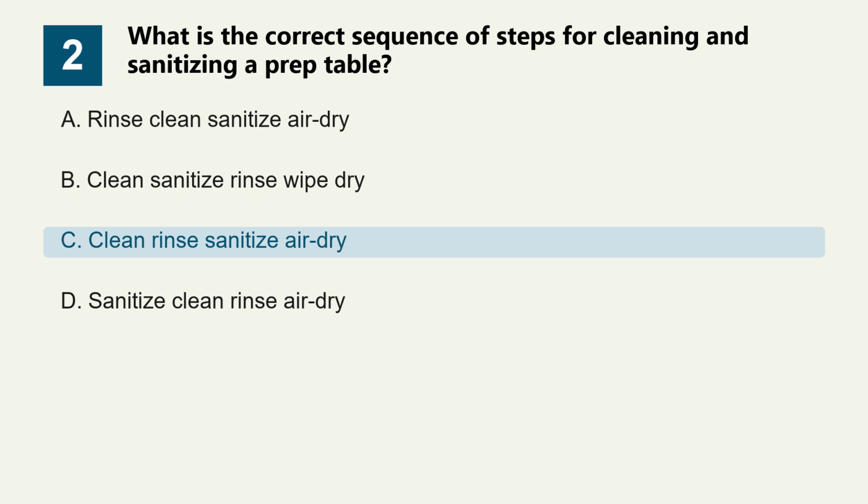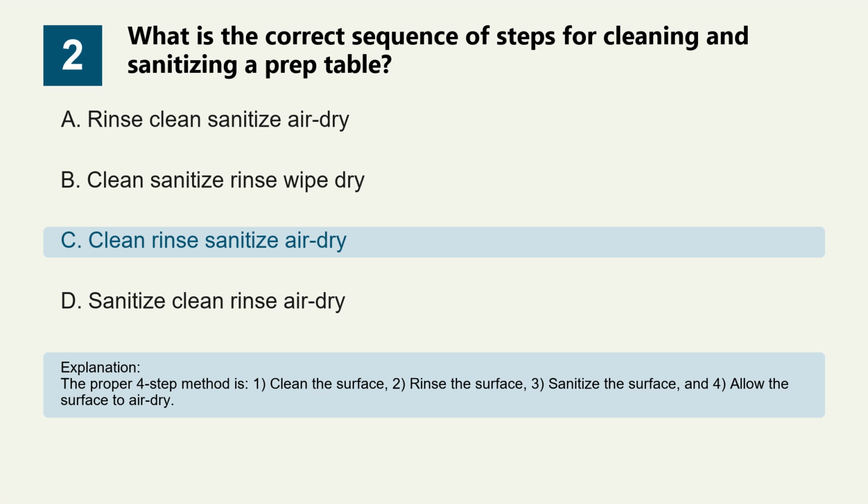The correct answer is option C. Clean, rinse, sanitize, air dry. The proper four-step method is: 1. Clean the surface, 2. Rinse the surface, 3. Sanitize the surface, and 4. Allow the surface to air dry.